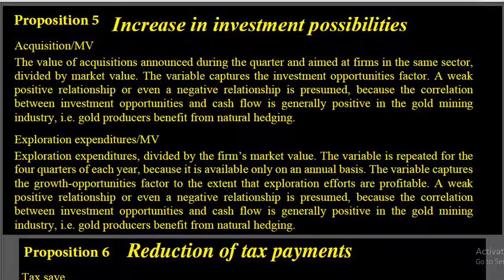It's also important here. Exploration expenditures are scaled by market value: exploration expenditures divided by the firm's market value. The variable is repeated for the 4 quarters of each year, because it is available only on an annual basis. The variable captures the growth opportunities, or investment opportunities, factor to the extent that exploration efforts are profitable. A weak positive relationship or even a negative relationship is presumed because the correlation between investment opportunities and cash flows is generally positive in the gold mining industry. Gold producers benefit from natural hedging.